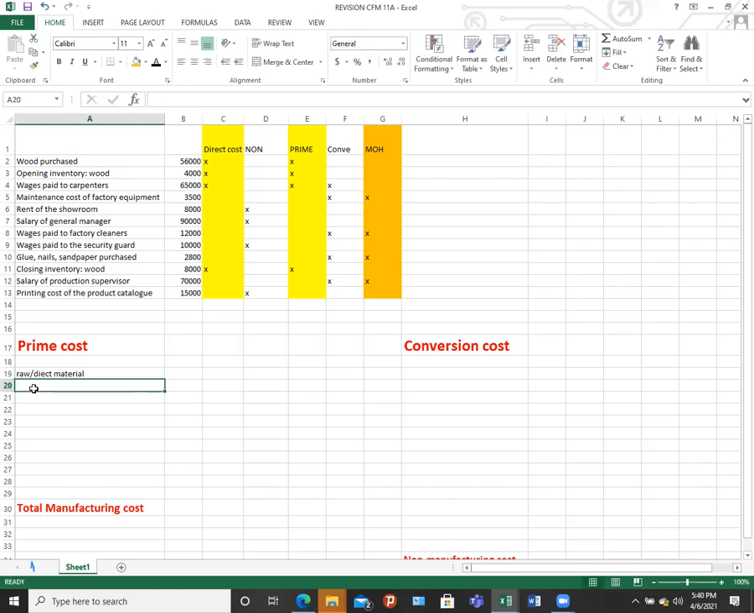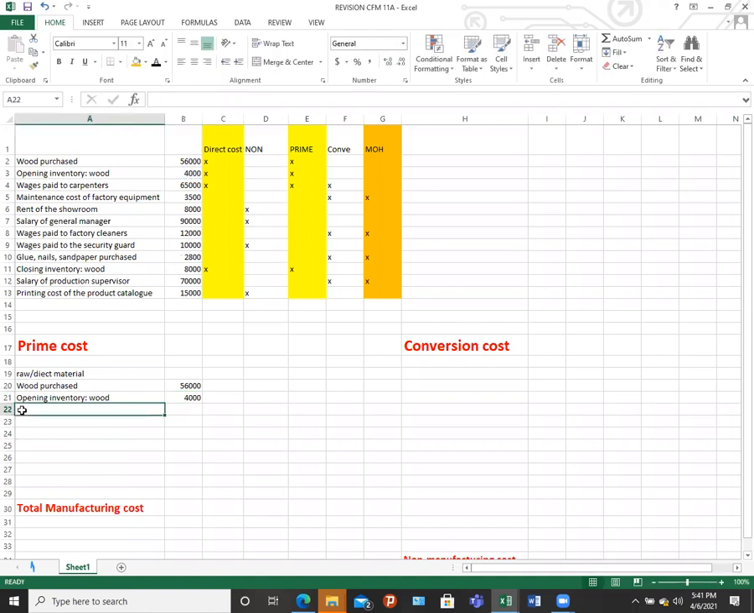Under direct material, we have what, guys? We have wood purchase. Is it positive or is it going to be minus? It's going to be positive. And then we have your opening inventory of wood. Is it minus or positive? Positive amount.